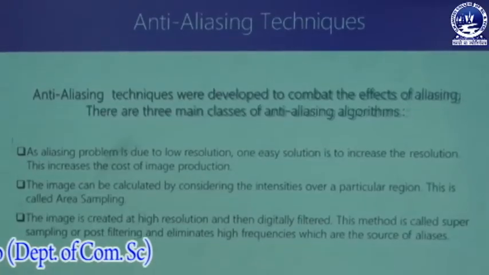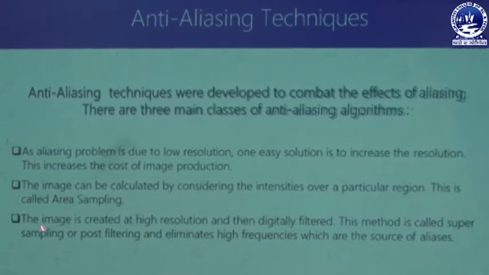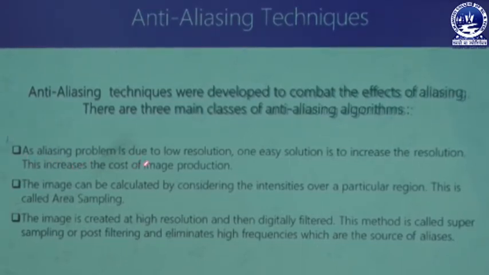And the third one is by using the super scalar mechanism. That means in this case, if we need to increase the resolution, we increase the resolution of the image elements by converting the gathered elements into the format of the actual figure, which is also possible. Now, to check what I described, it provides three rules. The first one is: as aliasing problems are due to low resolutions, one easy solution is to increase the resolution. This increases the cost of image production.